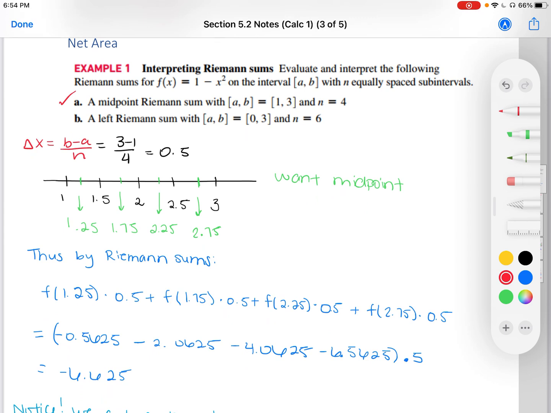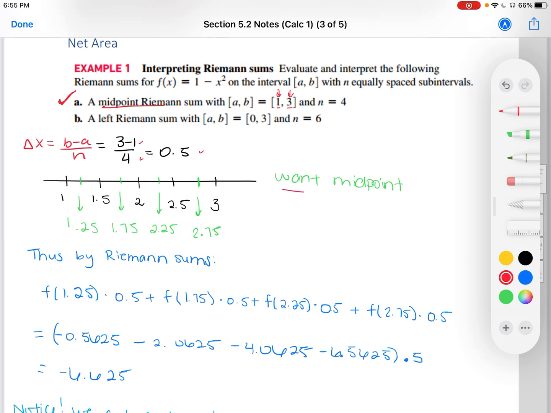Evaluate and interpret the following Riemann sums for f of x equals 1 minus x squared on the interval from a to b with n equally spaced subintervals. We're going to do part A, using the midpoint Riemann sum from a to b being from 1 to 3 with n subintervals. Okay, so we have to find our delta x. We take our highest minus our lowest divided by the number of subintervals. We get 0.5. Starting at 1 and ending at 3, we start at 1, and to get to our next one, we add 0.5. From 1.5 to our next, we add 0.5. And that's how we get all of our intervals.